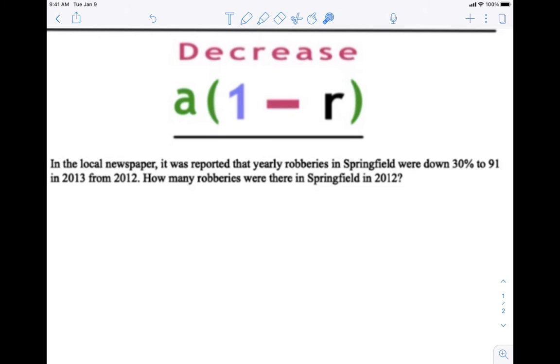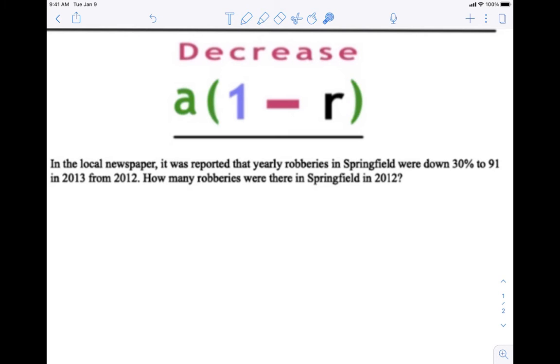So let us read this question. In the local newspaper, it was reported that yearly robberies in Springfield, wait, isn't this where the Simpsons is set? Maybe it's Simpsons, right? Were down 30% to 91 in 2013 from 2012. How many robberies were there in Springfield in 2012?